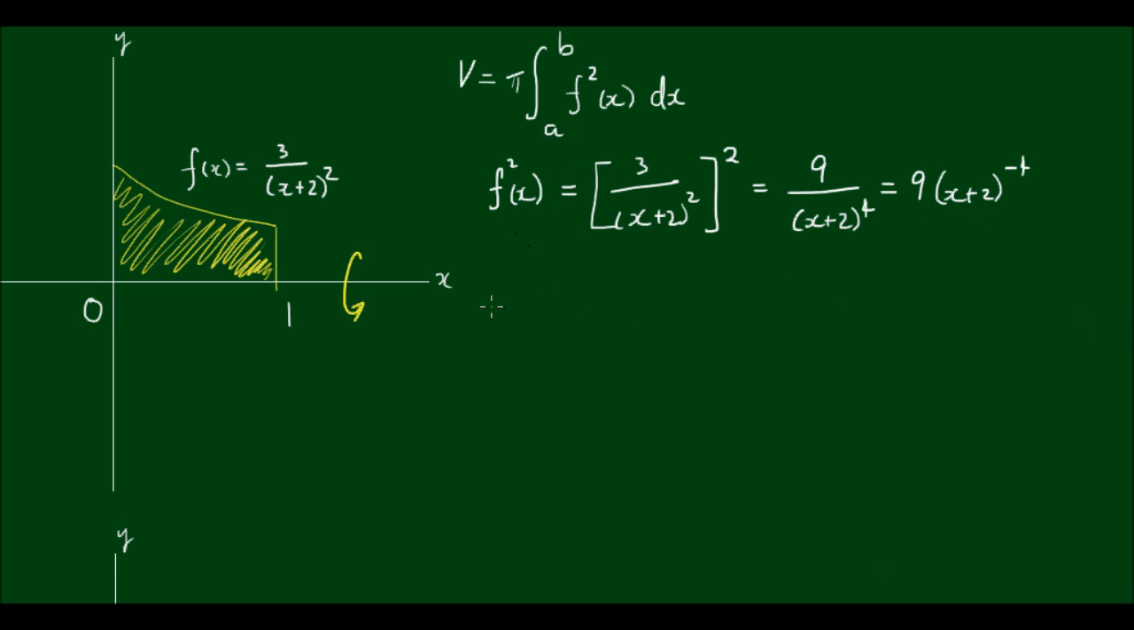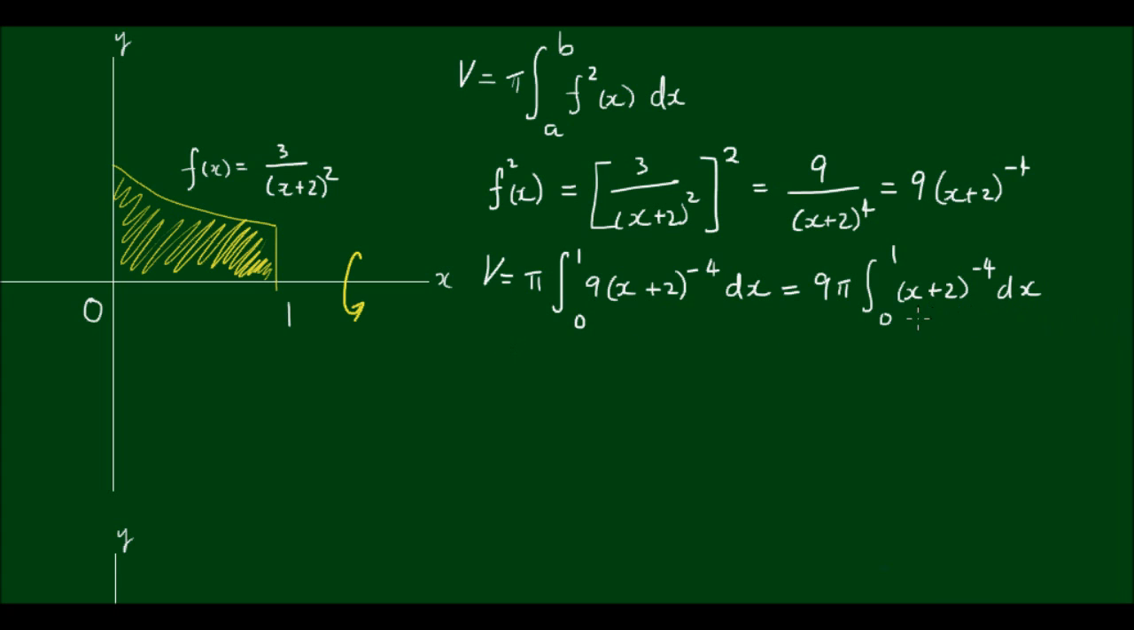So our integral becomes, V is equal to pi times the integral from x equals 0 to x equals 1 of 9 times (x plus 2) all to the power of negative 4 with respect to x. And this 9 can come out the front as a constant, so 9 pi times the integral from 0 to 1 of (x plus 2) to the power of negative 4 dx.